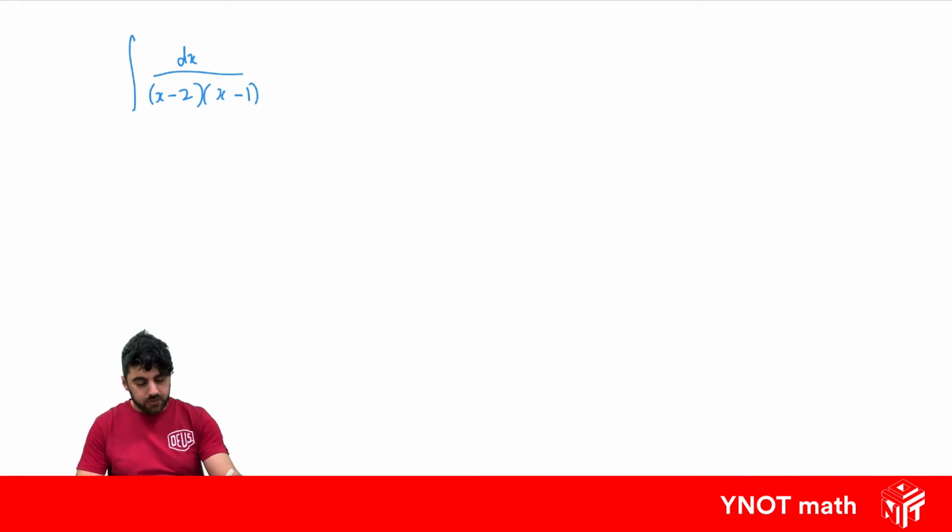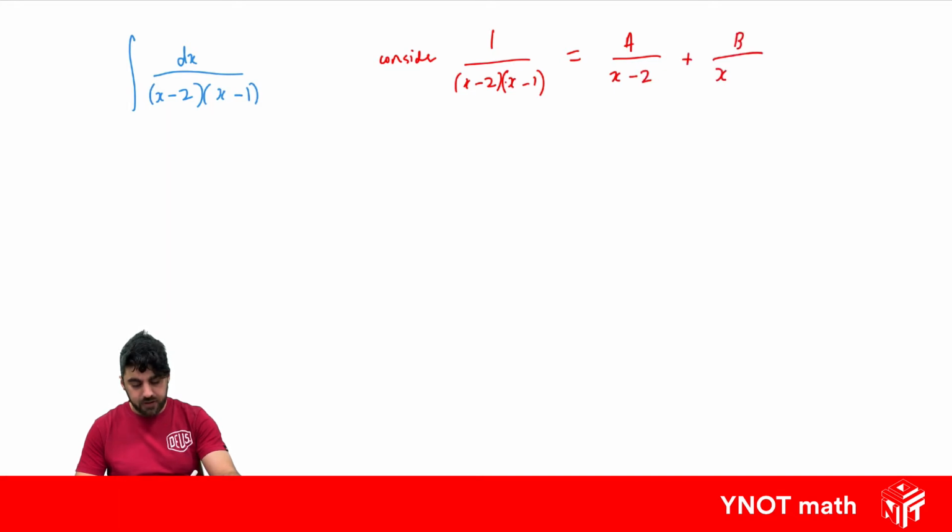So first we're just going to consider 1 over x minus 2 times x minus 1. And using our partial fraction knowledge, we know that we're going to be able to decompose this fraction into some constant over x minus 2 plus some other constant over x minus 1. We just need to figure out what they're going to be.